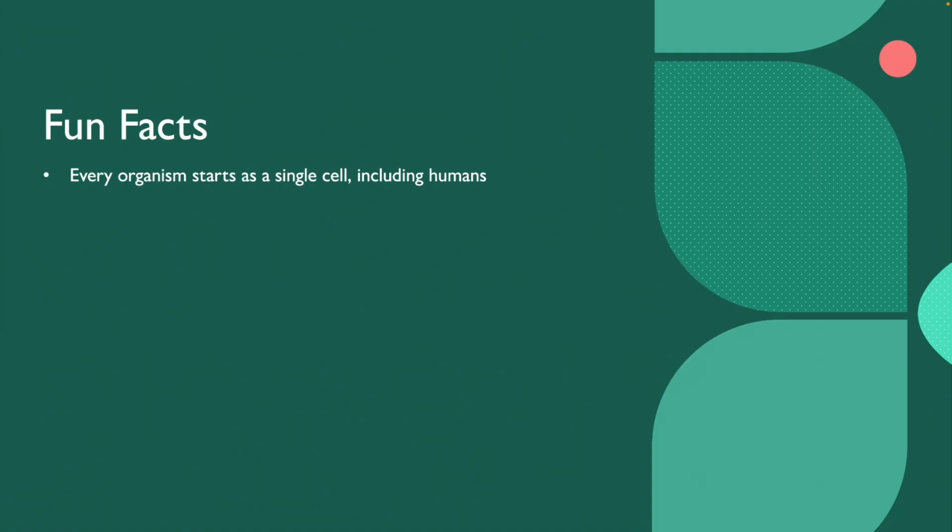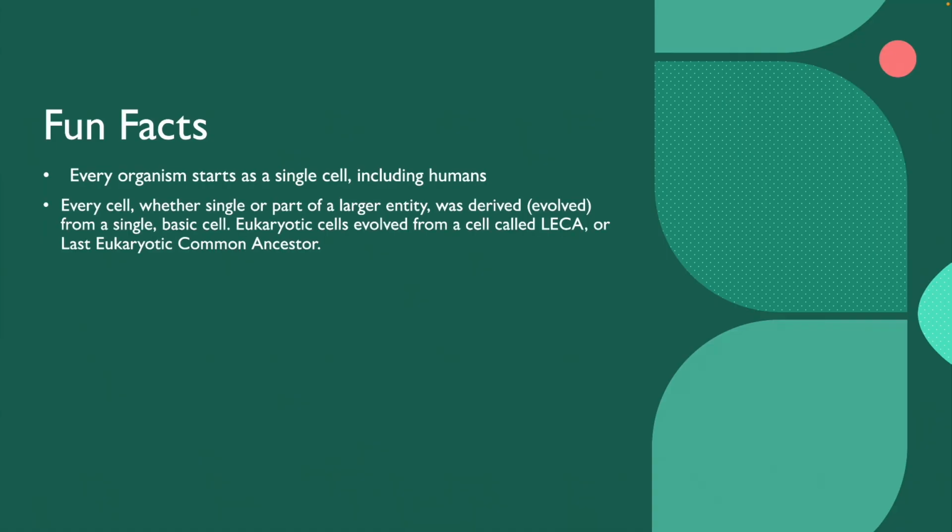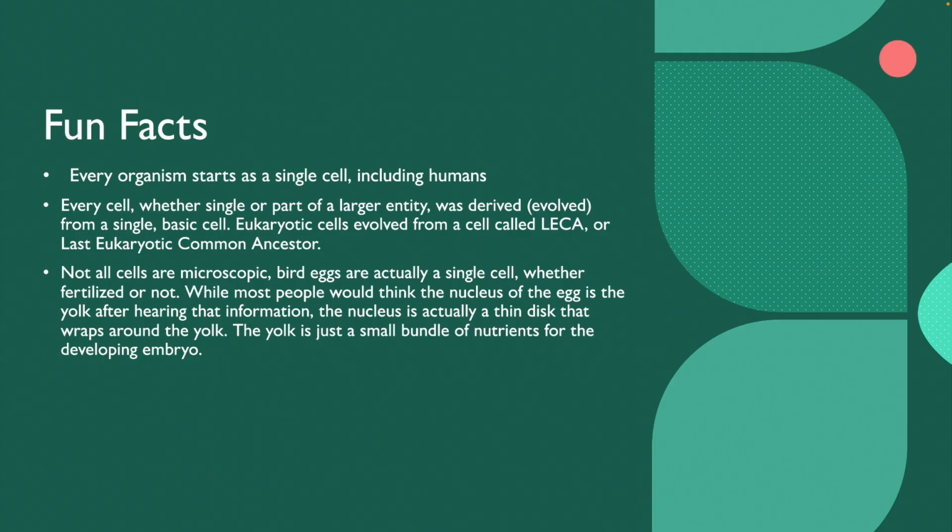Every organism, whether it's a human, elephant, or spider, starts as a single cell. These cells then keep dividing, which makes the organisms grow. Also, every cell, whether it is part of a larger entity or single, evolved from a single, more basic cell. For example, eukaryotic cells evolved from a cell called LECA, or last eukaryotic common ancestor. As it may seem, not all cells are entirely microscopic. For example, bird eggs are actually a single cell, whether fertilized or not. And no, the nucleus of an egg is not the yolk.